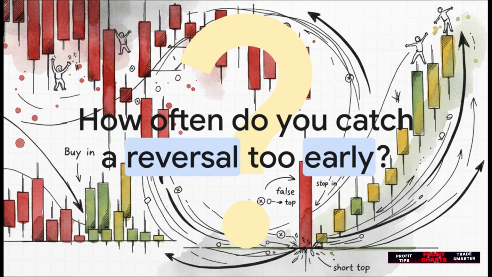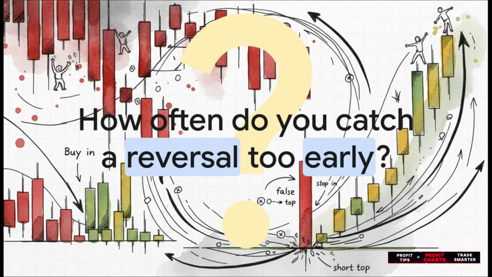I mean, we've all been there, right? You see this massive red candle on Bitcoin and you think, okay, this absolutely has to be the bottom. So you buy in and then boom, it drops another 10% and totally wipes out your position. Or maybe you see gold shooting up, you aggressively try to short the top and you literally just get stopped out instantly as the rally pushes even higher.